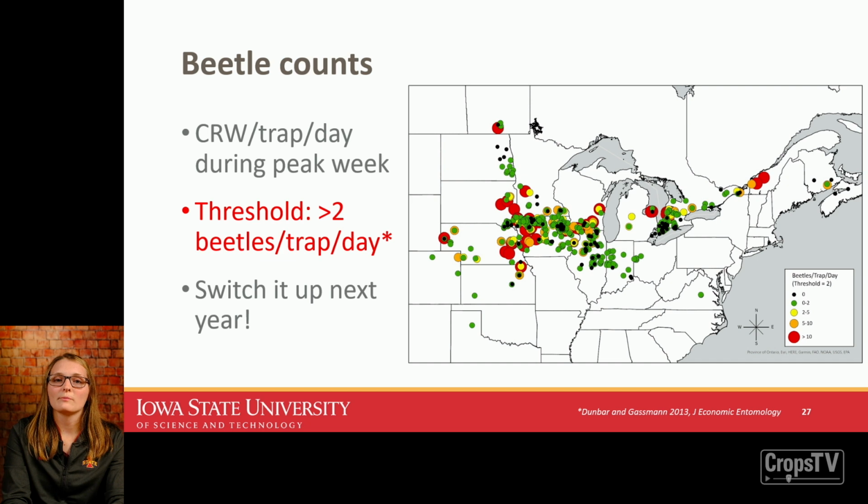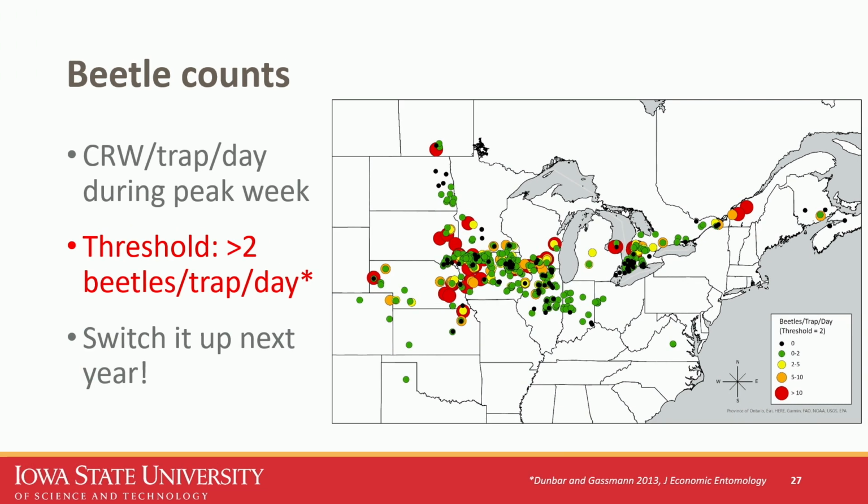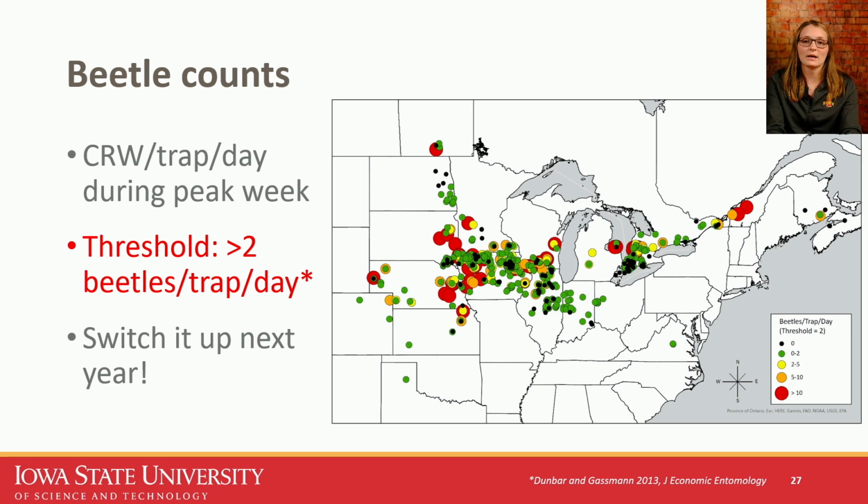Okay, so what I think most people are interested in is the beetle counts at each of these sites. This is represented as corn rootworm per trap per day during the peak week at each site. The reason that we use this metric is because there is a trapping threshold that says if 2 or more beetles per trap per day are captured in the field, that's when we would want to do something different the following year for management. Basically, we would want to manage with confusion if you're catching that many beetles in the field, usually over a week.